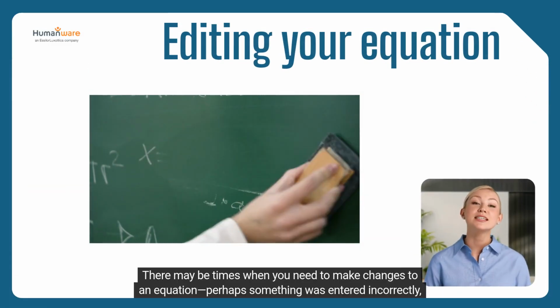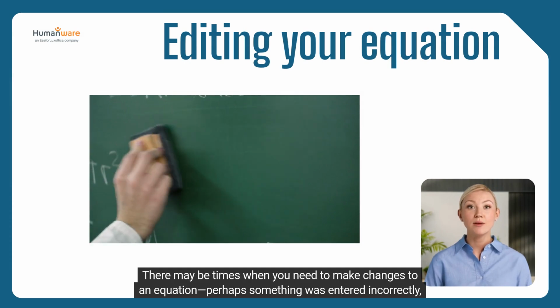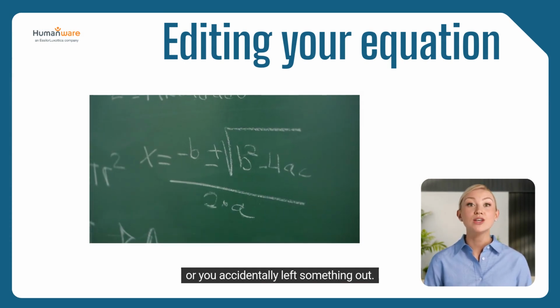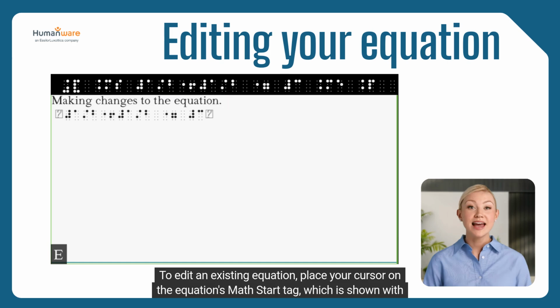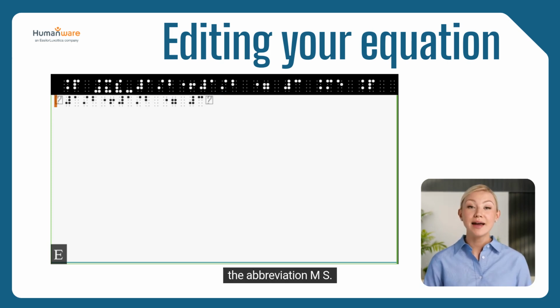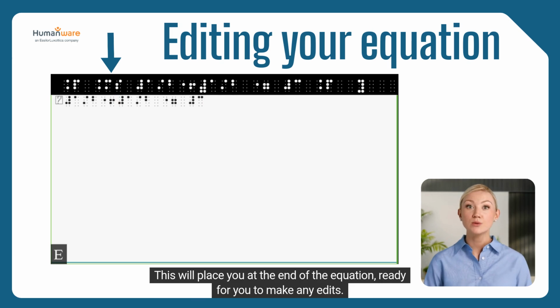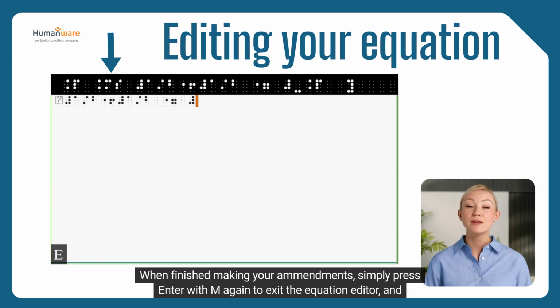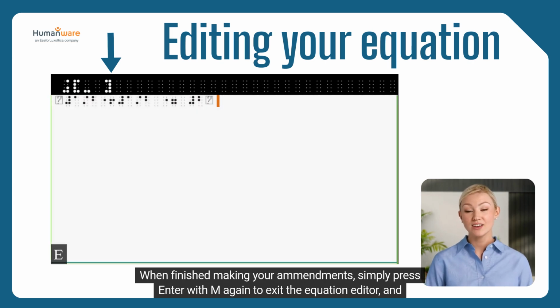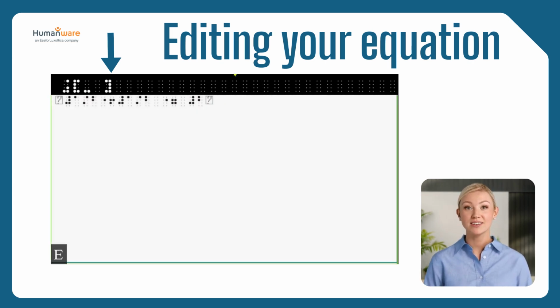There may be times when you need to make changes to an equation. Perhaps something was entered incorrectly, or you accidentally left something out. To edit an existing equation, place your cursor on the equation's Math Start tag, which is shown with the abbreviation MS. Once your cursor is in position, press the same command used to insert math, Enter plus M. This will place you at the end of the equation, ready for you to make any edits. When finished making your amendments, simply press Enter with M again to exit the equation editor, and you'll be good to hand in your work.